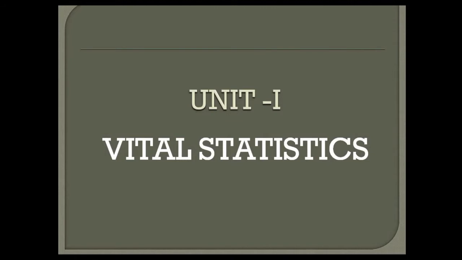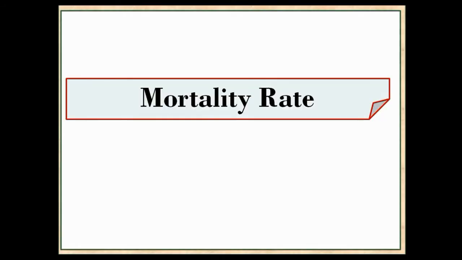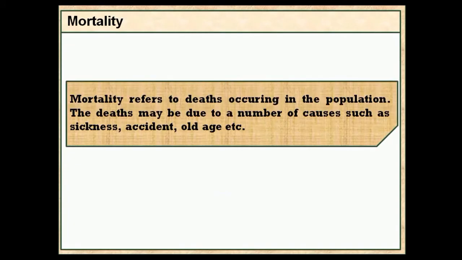Vital Statistics, Unit 1. Mortality rate. Mortality. Mortality refers to deaths occurring in the population. The deaths may be due to a number of causes such as sickness, accident, old age, etc.